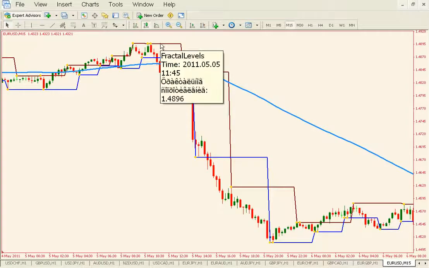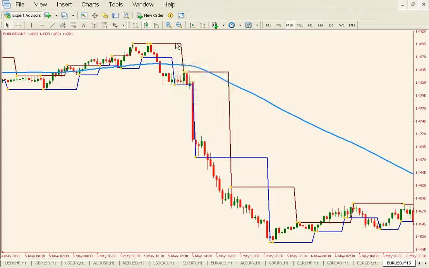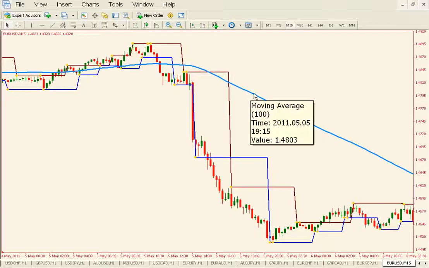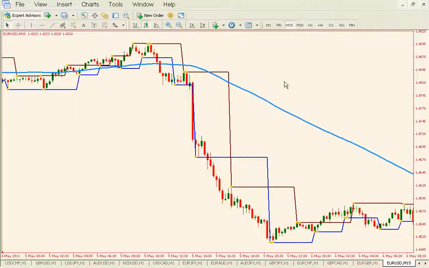These lines, the dark brown line here, the maroon line, is making a fractal high level, and the blue one's making a fractal low level. Okay, I'm on a 15-minute time frame, and I could trade it on the hourly time frame also, but you get fewer signals and longer between. So here we're on the 15-minute time frame, and you see price. I have this 100-hour moving average in there. So this is your simple 100-hour moving average, 100 bar moving average.